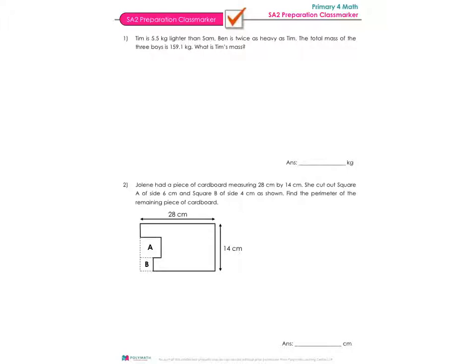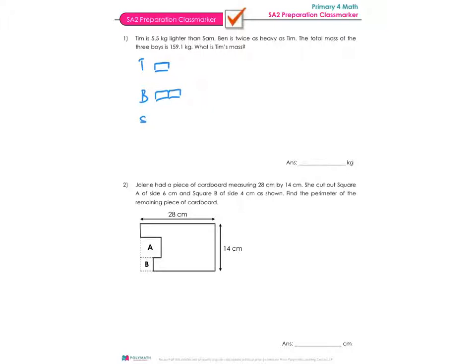In this case, you cannot confirm whether Sam is heavier or Ben, but you do know that Tim must be the person who is the lightest. So we'll draw the model for Tim as 1 unit. Alright, so Tim will be 1 unit. Then you know that Ben is twice as heavy as Tim, so Ben will be 2 units.